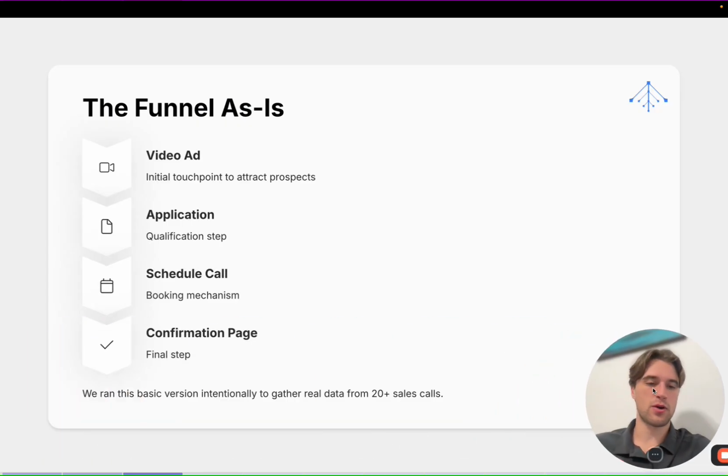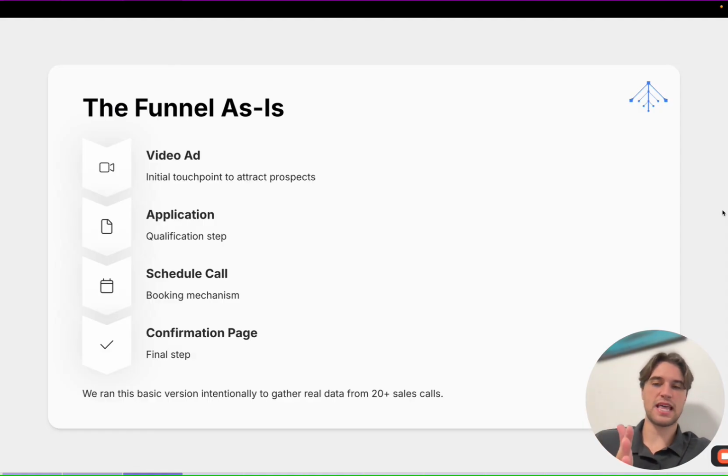Now, the funnel that we were running before we made these optimizations was a video ad. So this pretty much just sold the opportunity, then went into a direct offer, explained what they did, how they did it, and then told people to book a call. From there, they were taken to a page that was just a headline and an application. No video, nothing else, just headline, application.